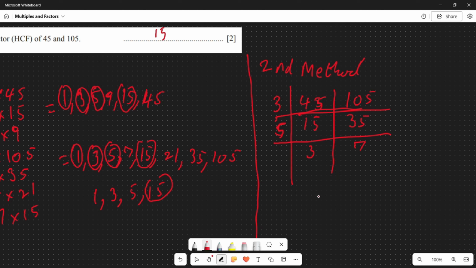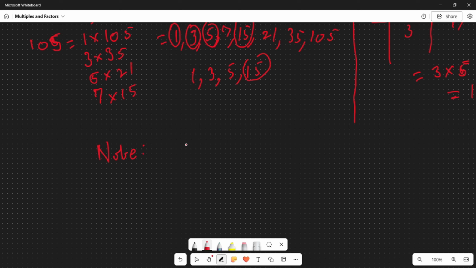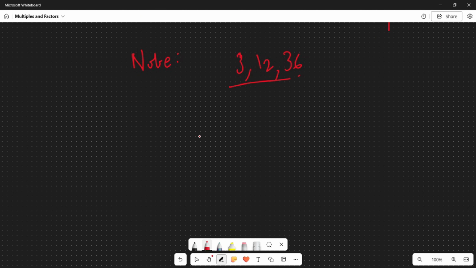Now, these are simple questions, but there's also something to note. It can be seen that it's not just two numbers that they may ask you to find the lowest common multiple or highest common factor of. Sometimes they can give you 3 numbers, for example 3, 12, 36. Find the lowest common multiple.